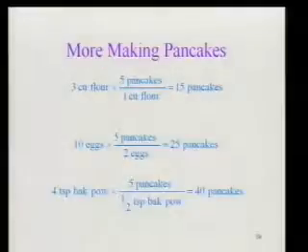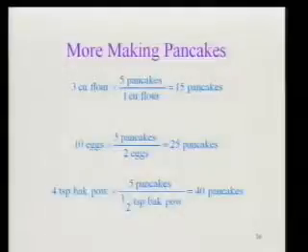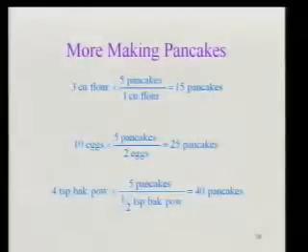There's your math to show 15 pancakes. 10 eggs. You know that for every 5 pancakes requires 2 eggs. So you get 25 pancakes. 4 teaspoons of baking powder. You know that for every 5 pancakes you need a half. So you can make 40 pancakes. But given that this is all you have, obviously you're not going to be able to make 40 or even 25 pancakes. You're going to be limited to only making 15 pancakes.